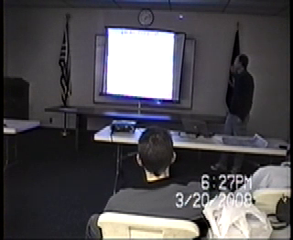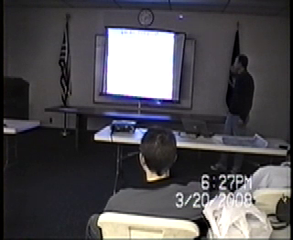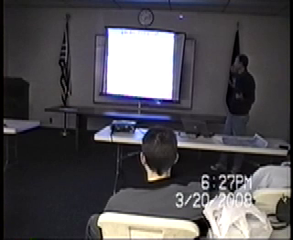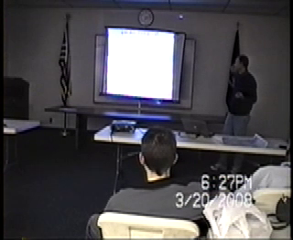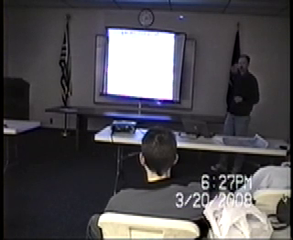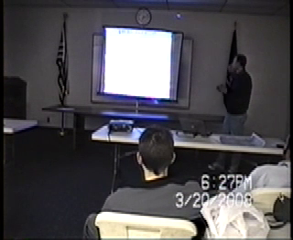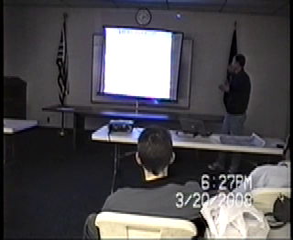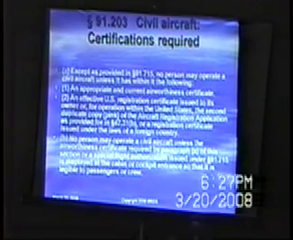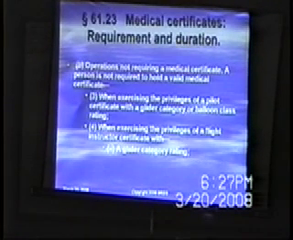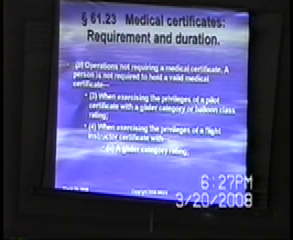91.203 talks about certification requirements, and so your aircraft has to have a current airworthiness certificate, and that must be displayed in the cabin or cockpit entrance so that both the passengers and crew can see it. The registration certificate that you displayed also must be in the aircraft. And you should check those before you fly to make sure you have the proper documentation in the cockpit.